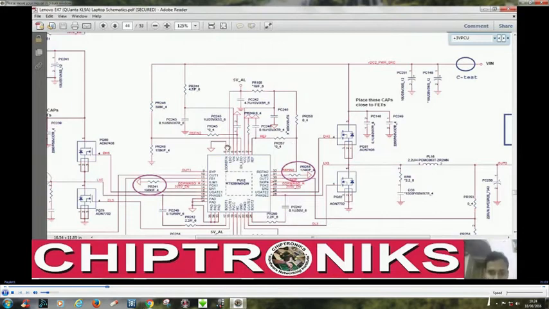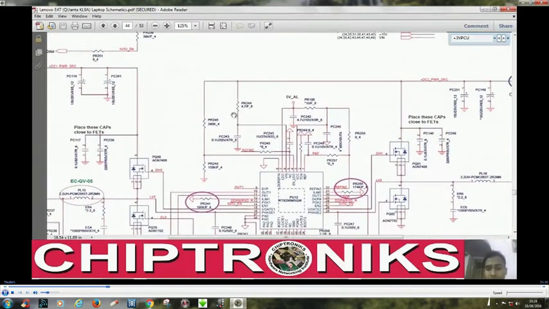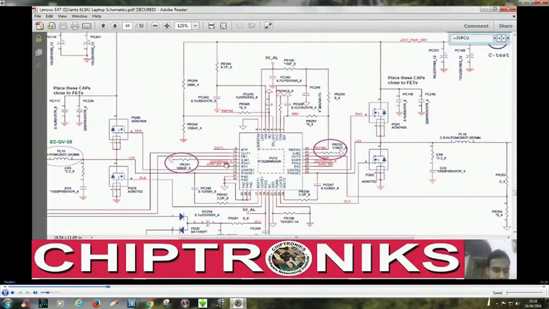So if there is no LDO, then we have to check for the V in. If V in is there and no LDO is there, then you can simply change this IC. You can simply change this IC, right?